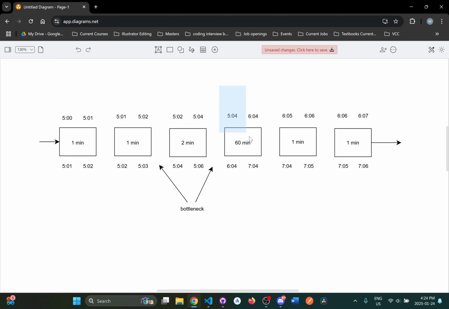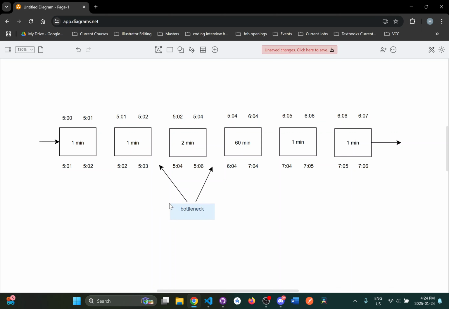And then here you can see there's another bottleneck. The stages where there's a holdup, where there's a queue, this is known as the bottleneck. We can see here that it takes 1 hour, so the first car will be done at 6:04. But because the second car is done at 5:06, it's going to be waiting here idle until 6:04. So once that first car is done, then it can move the second car in.